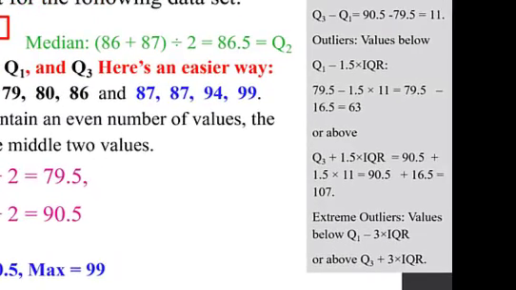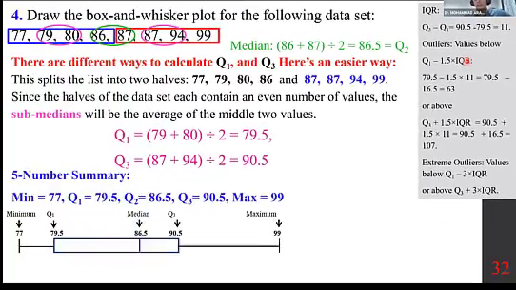Now, if anybody is interested, and the question didn't ask us, you can calculate the IQR multiplied by 1.5, which gives you 16.5. Subtracted from Q sub 1 gives you 63, added to Q sub 3 gives you 107. These are the fences, and the numbers beyond those numbers are considered outliers. As far as extreme outliers, as I mentioned, you have to multiply the IQR by 3.